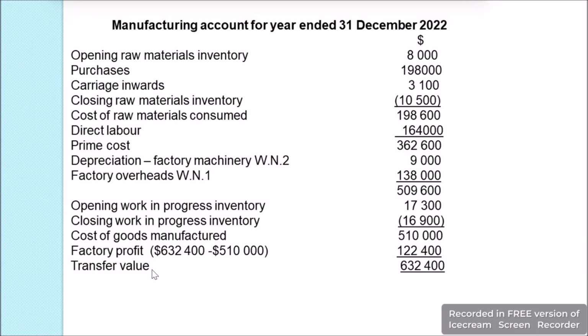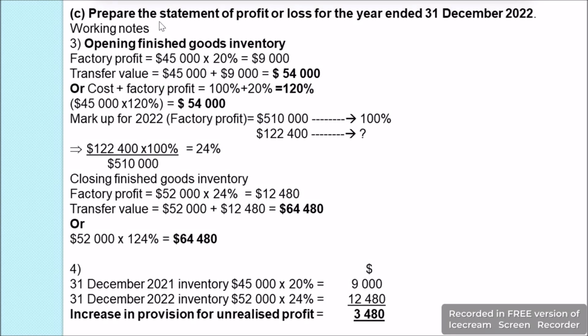It was given in the additional information that the transfer value was $632,400. So now our factory profit will be the transfer value, which is $632,400. From there we subtract the cost of goods manufactured, which we have calculated as $510,000. We'll get the factory profit as $122,400. So this is how we complete our manufacturing account. In the C bit of the question, we are asked to prepare the statement of profit or loss for the year ended 31st December 2022. So let's start with our working notes.